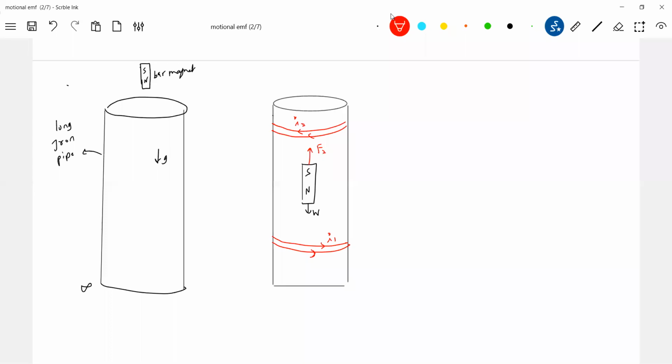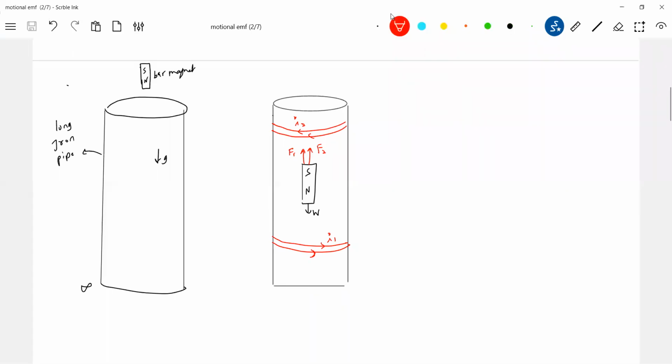What about this particular part? It will also exert a force, no? Both will exert. F2 will be attractive. The upper part will exert a force F2 on the bar magnet. The lower part will exert a repulsive force, that will be F1.